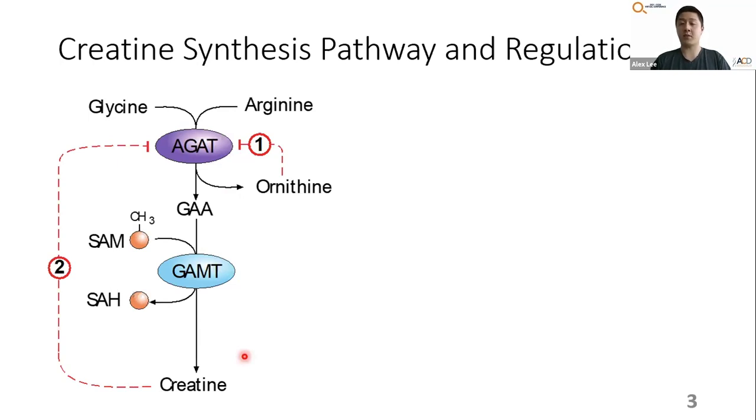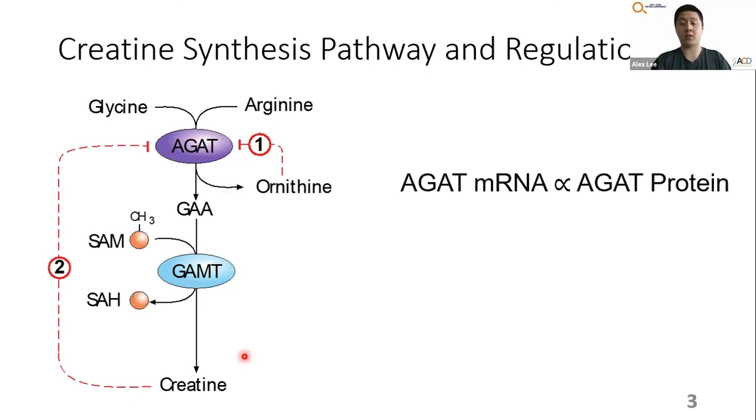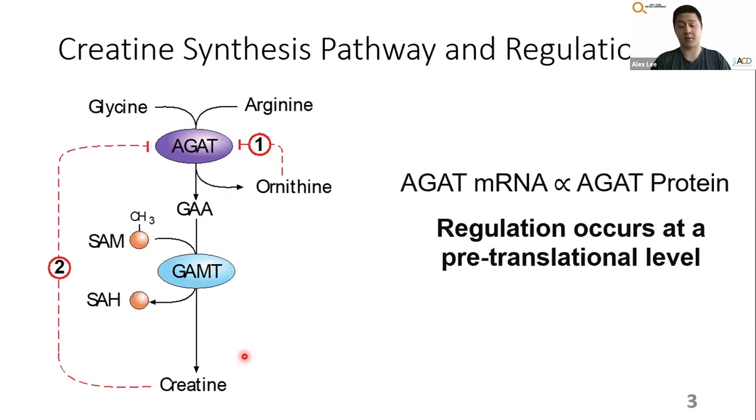Studies in the past have shown that increasing serum creatine levels, whether through increased synthesis or creatine supplementation, results in reduced AGAT mRNA levels, protein levels, as well as enzymatic activity. Based upon the observation that changes in AGAT mRNA levels correlate with changes in AGAT protein levels, this suggests that the regulation of AGAT occurs at a pre-translational level.